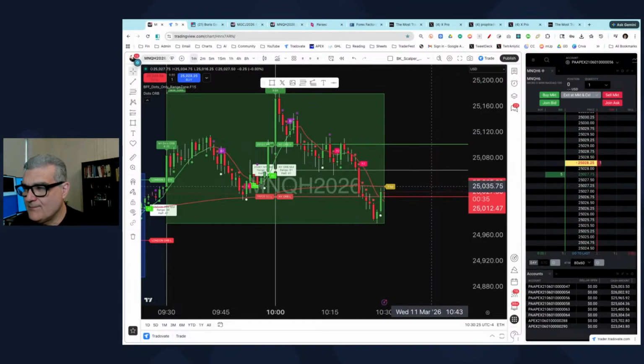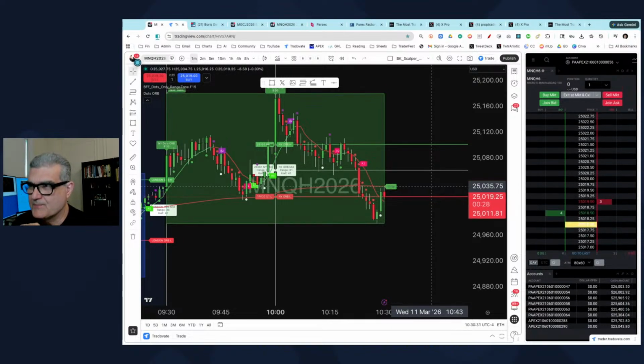where the buyers want to hold this. If they can hold this level above, then they're going to squeeze the shorts. So far, no go, but we'll wait.